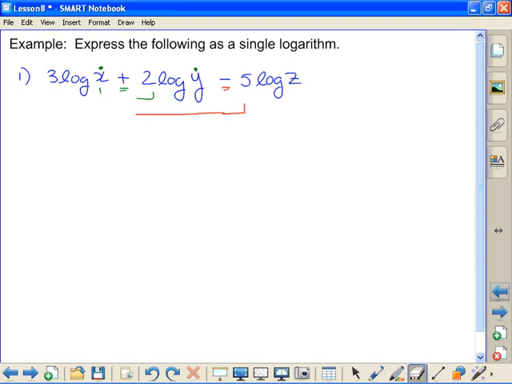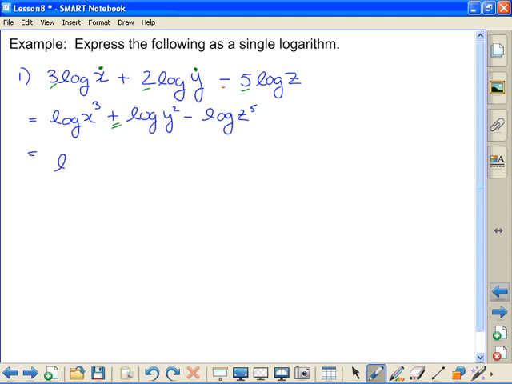I'm going to get rid of the underscore stuff for the moment. It's not deadly important. So here we go. First thing I want to do, let's get rid of coefficients. So that becomes log of x cubed plus log y squared minus log of z to the fifth. I know the first two terms, the argument is going to be multiplied together, and again that's because of the adding sign. So I'm going to have log, big brackets, x cubed multiplied by y squared.